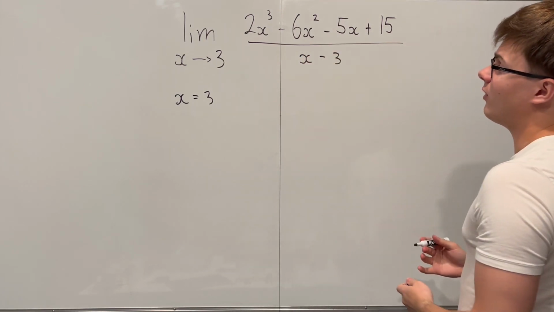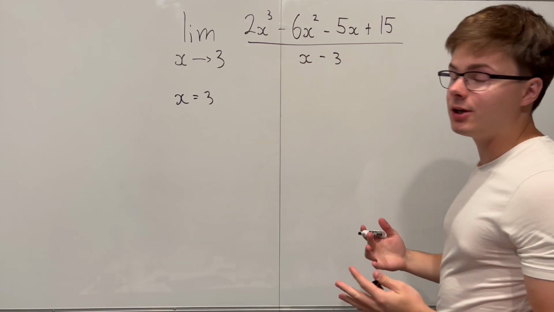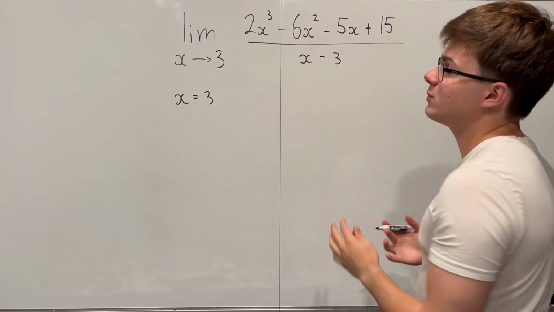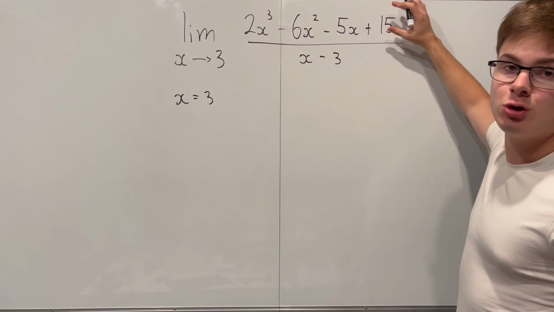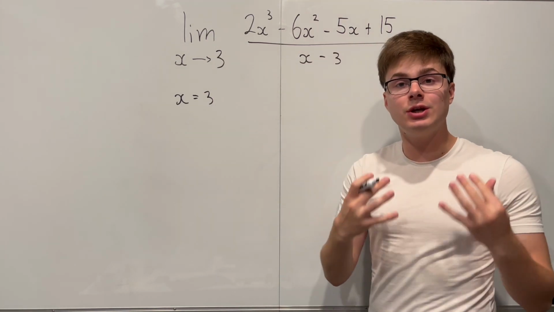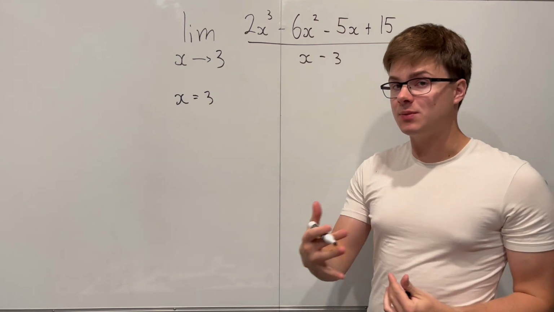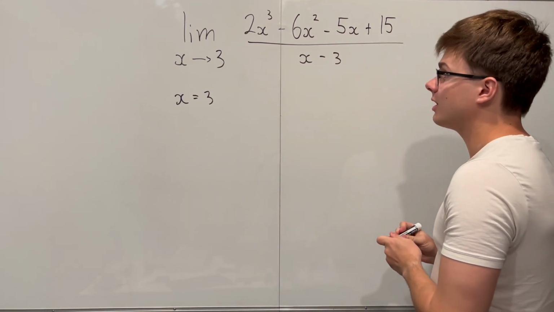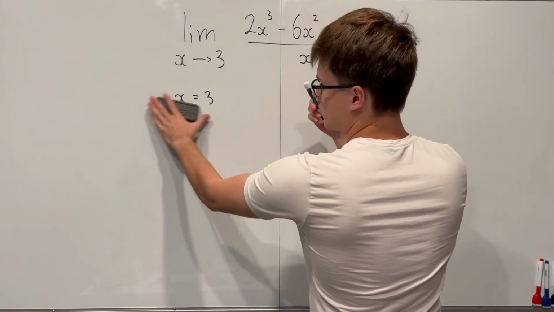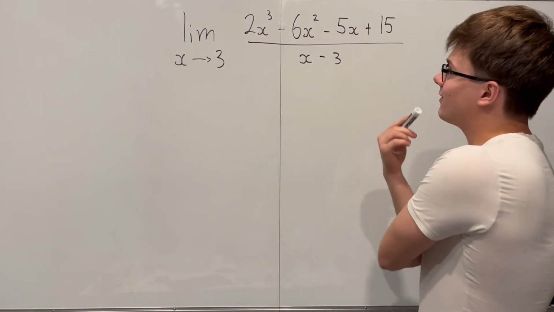Well, just looking at the function, we'll notice in the denominator, you're going to get 3 minus 3, which means you're going to be dividing whatever the top is, the numerator, by 0, which is an illegal operation. So we cannot directly substitute x equals 3 into this function. This means we're going to have to try something else.